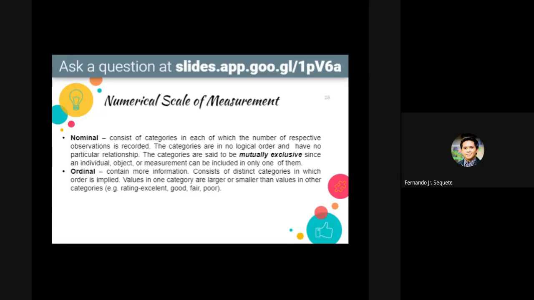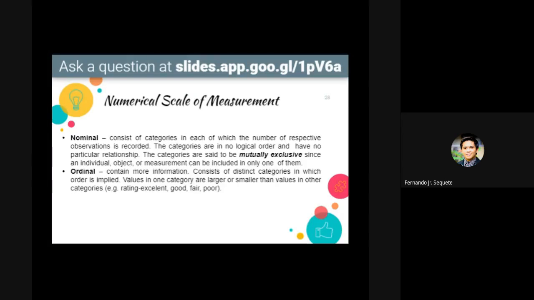Okay? Order, ordinal, somewhat like that. This is the analogy I use. It contains more information, and consists of distinct categories in which order is implied. Okay. It has an order, children. Like for example, your rank. For example, I posted that I will be choosing the top 5 for our short quiz. So top 1, of course, has the highest score and so on. Rank up to 5. So that is an ordinal numerical scale of measurement.